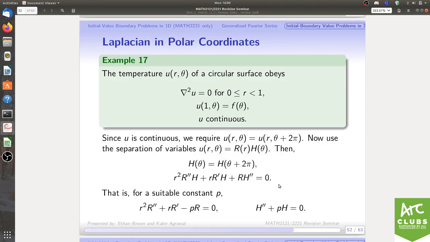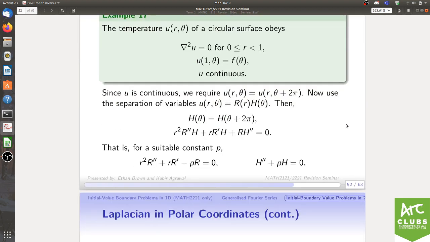So let's suppose that we start off with this. Let's suppose that we want to solve for u when we're given that it follows the following conditions on a circular surface. So essentially we have something like a disk. At the radius, at the outer edge of the disk, we have u(1, theta) equals f(theta), and u is continuous everywhere, and the Laplacian is 0 everywhere in between.